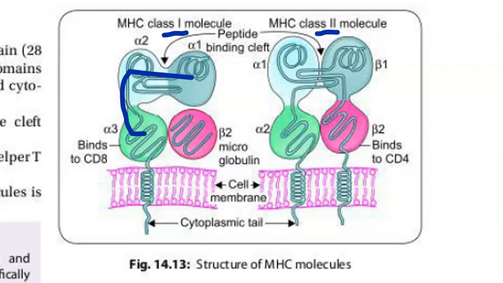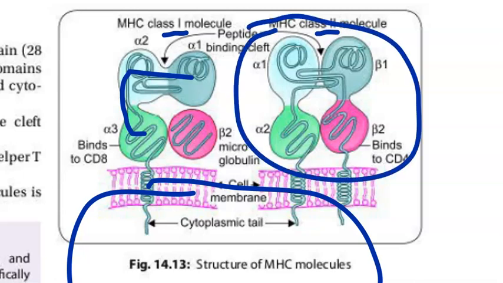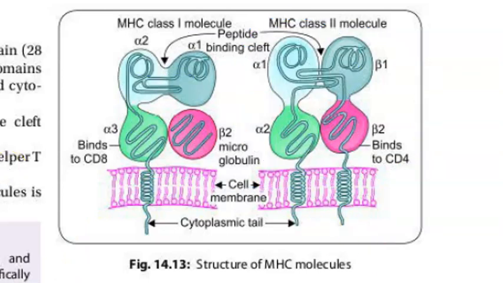Right? See, it is sitting on the cell membrane. We told you, right? On the cell, there will be some molecules. So, this is one of the molecules, a class 1 molecule. And here, there's a class 2 molecule sitting. This has alpha 1, alpha 2, beta 1 and beta 2. Okay, guys, so this is the structure of MHC molecules.